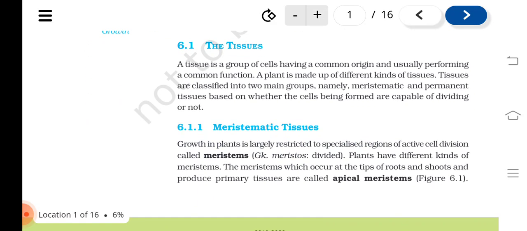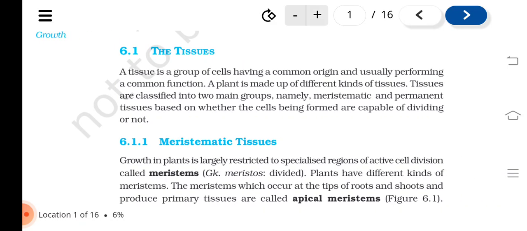The tissues. A tissue is a group of cells having a common origin and usually performing a common function. A plant is made up of different kinds of tissues. Tissues are classified into two main groups, namely meristematic and permanent tissues, based on whether the cells being formed are capable of dividing or not.